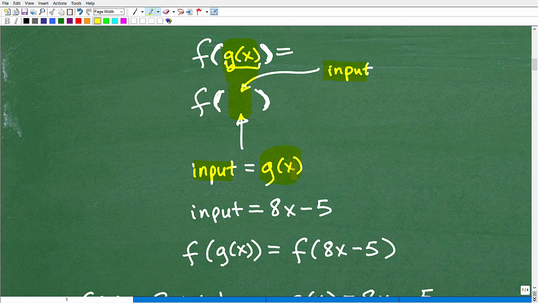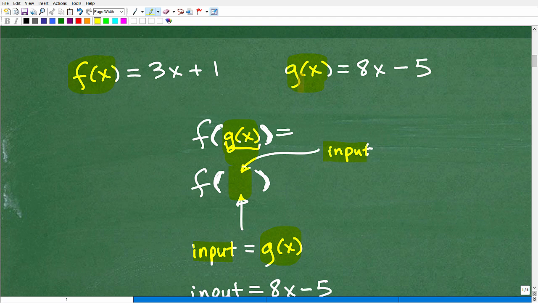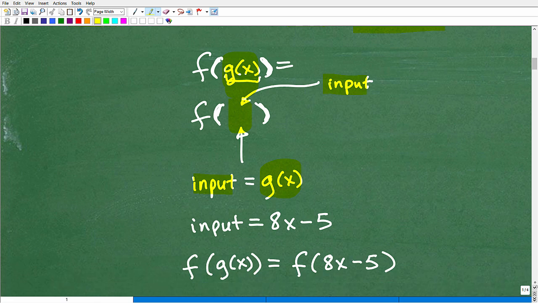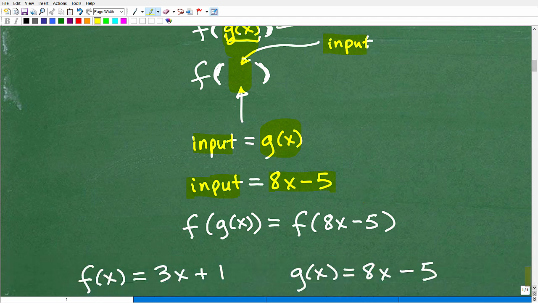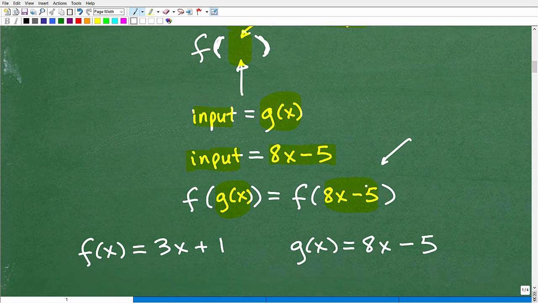Well, the g of x function, let's go up here and recall, is equal to 8x minus 5. So my input that I want to find is g of x, but my input is really the same thing as 8x minus 5. So when I think of this, f of g of x, if I could write it this way, is f of 8x minus 5. Now, I'm not going to write things in this manner. That's not how we want to do it in algebra.